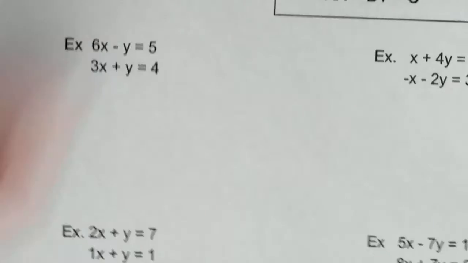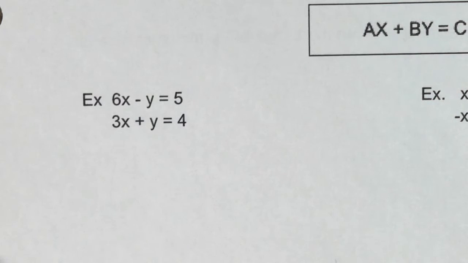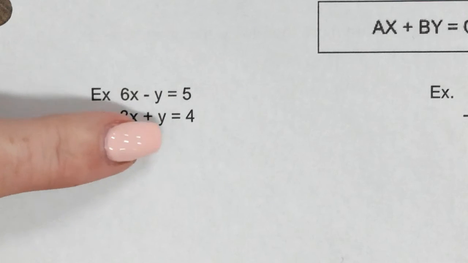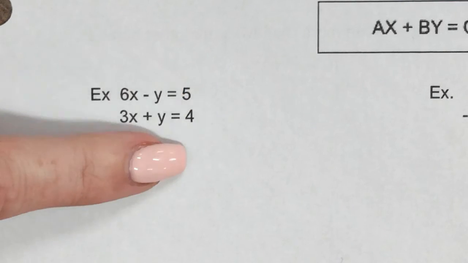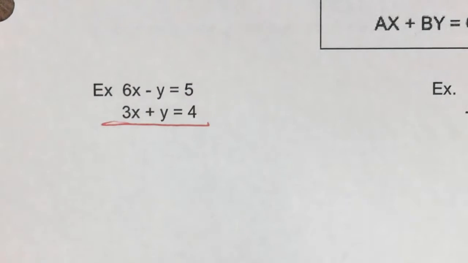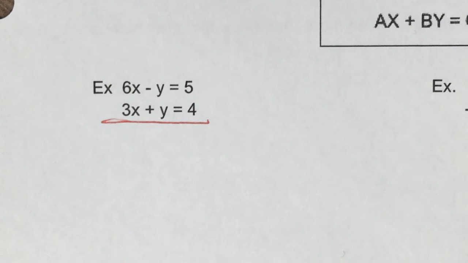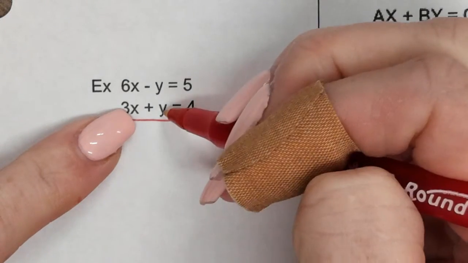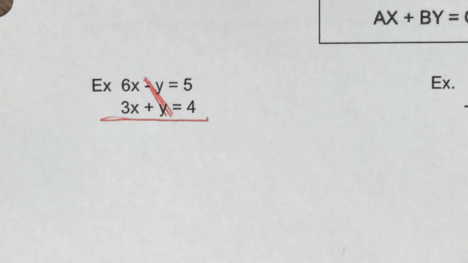So everybody look at example 1. In order to do this, you want to line your equation up. X's on top of X's, Y's on top of Y's, and then your C's over here. See how that's AX plus BY equals C? If I was to combine these, do you see something that would eliminate itself? Because a negative and a positive zero out. So a negative y and a positive y would cancel each other out.